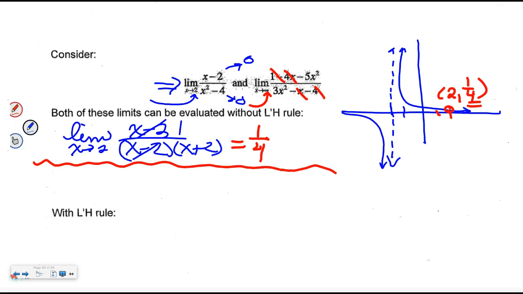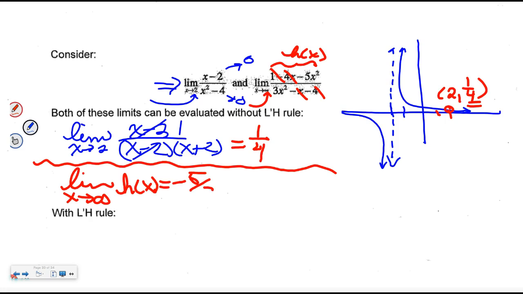Really, the negative 5x squared is controlling the top function, and the 3x squared is controlling the bottom. They are tied, so we steal the coefficient. So we just say, all right, limit as x approaches infinity of that guy. I'm going to call this h of x, just because I don't want to rewrite it. H of x, you're right, Golden, it's negative 5/3. That's how I would still do this kind.